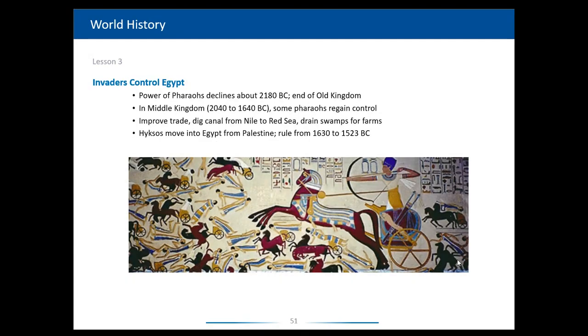The power of the pharaohs began to decline about 2180 BC, the end of the Old Kingdom. In the Middle Kingdom, 2040 to 1640 BC, some of the pharaohs regained their control. These pharaohs began to improve trade, dig canals from the Nile to the Red Sea, and drain swamps for farms. The Hyksos moved into Egypt from Palestine, and they ruled from 1630 to 1523 BC.